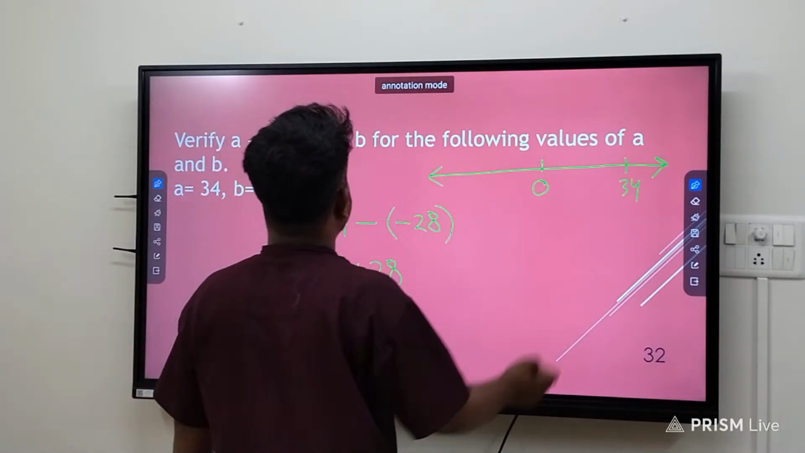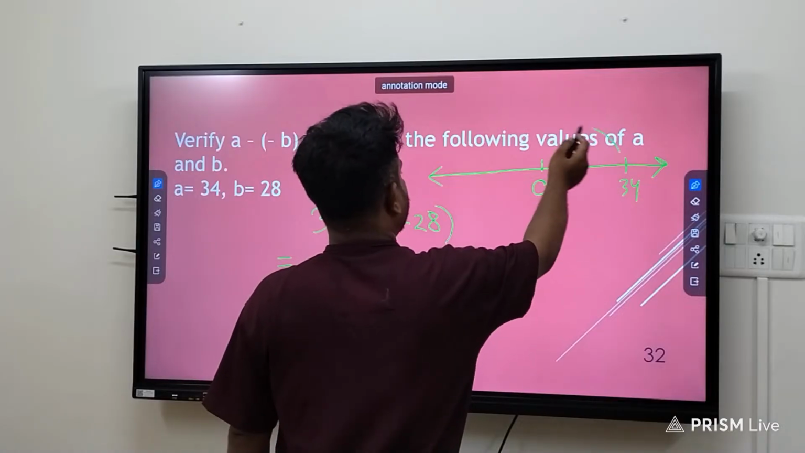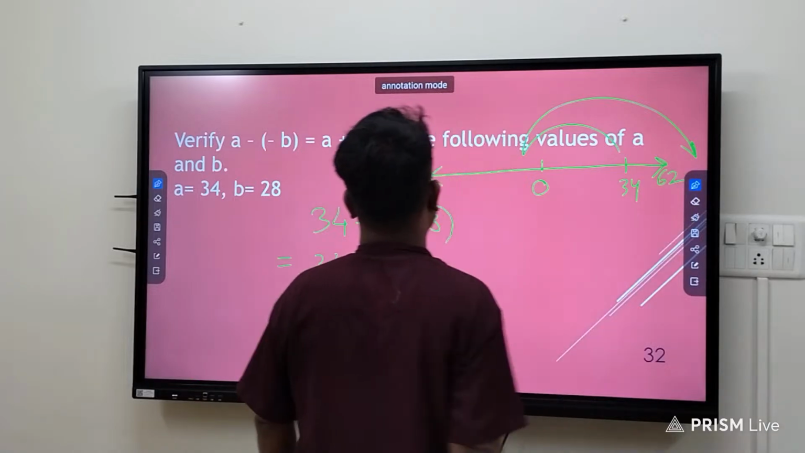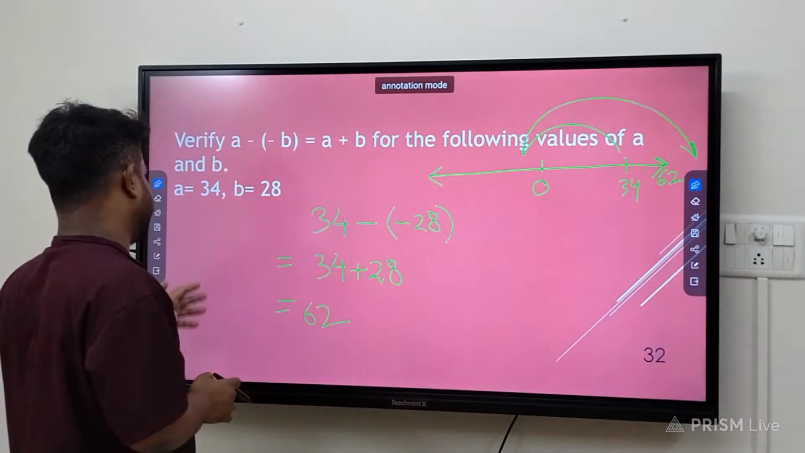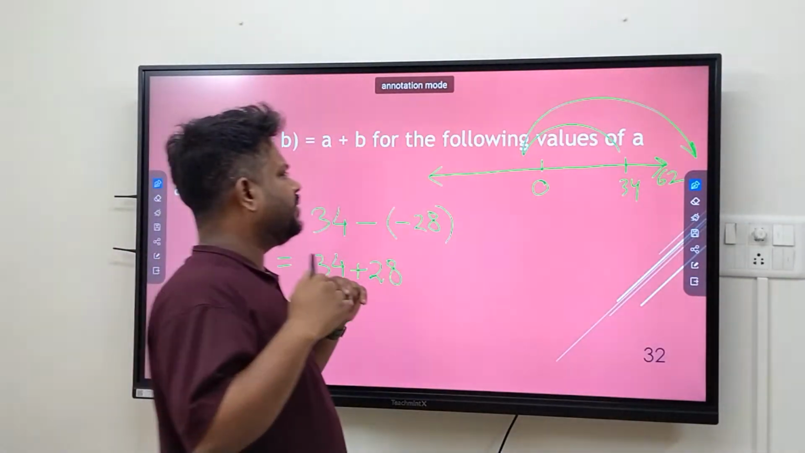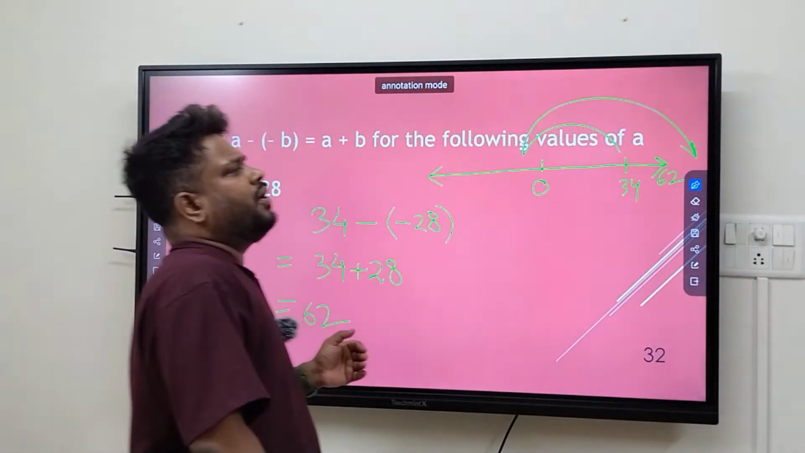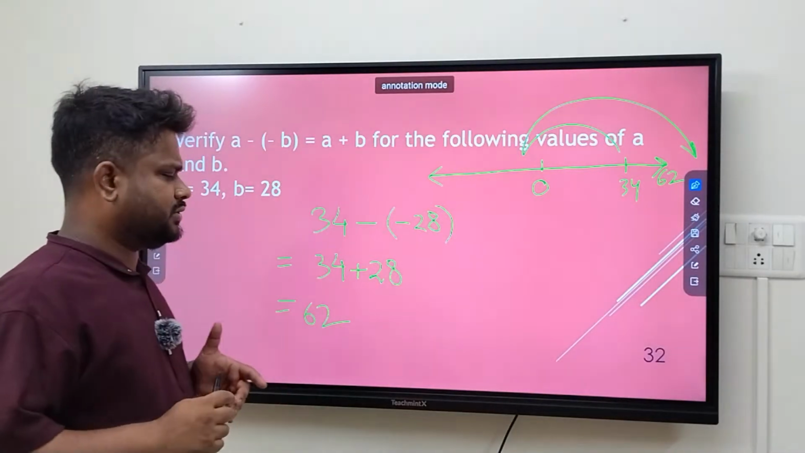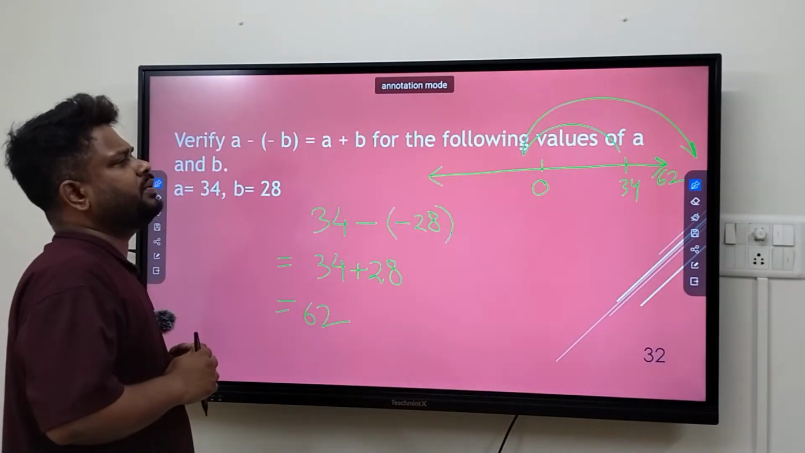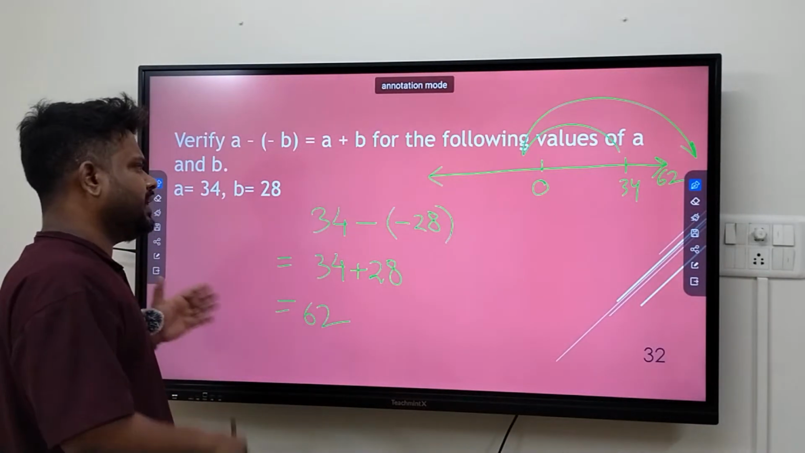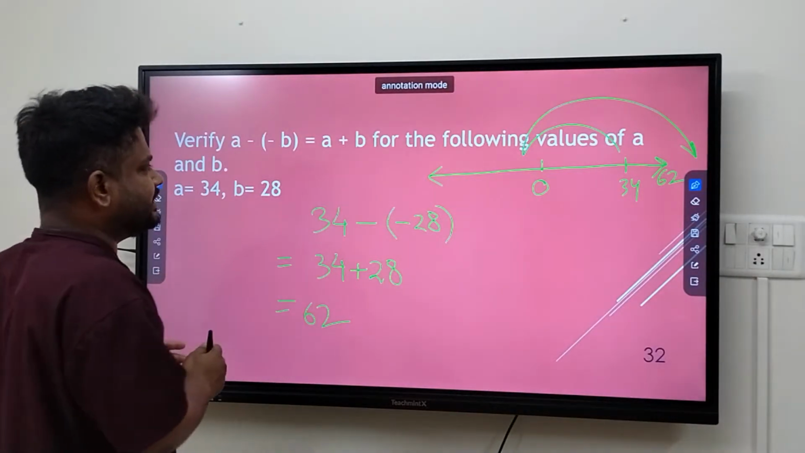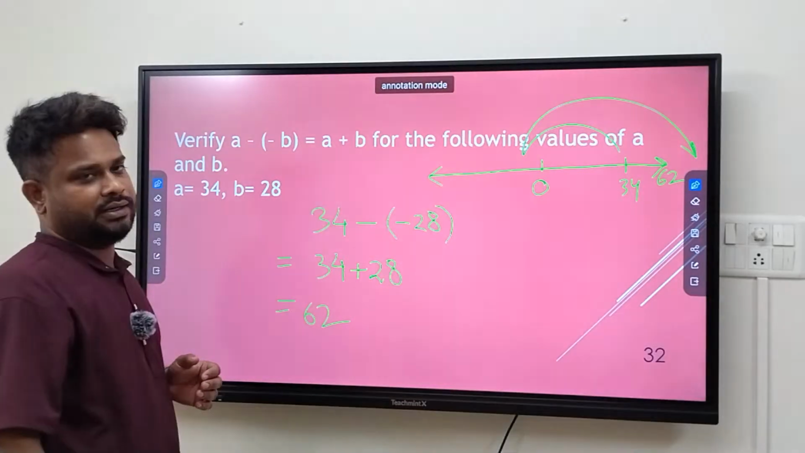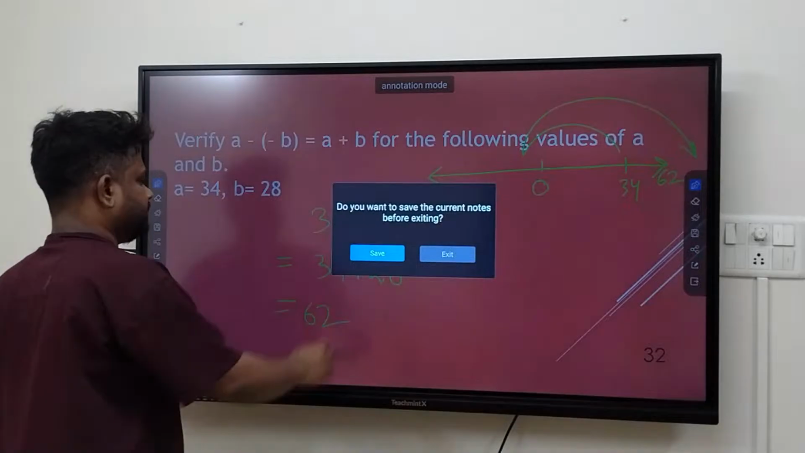Okay, then I have to go again in 28 and then have to go again. So then the answer will be 62. Doing it with the number line is a bit difficult and also not beneficial for big numbers. This is just a concept and we try to do it in our childhood, but when we are grown up we can do it mentally, with mental calculation.